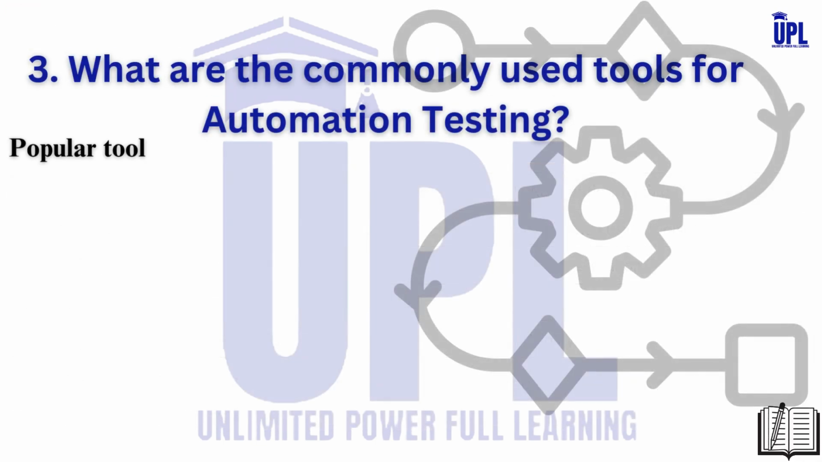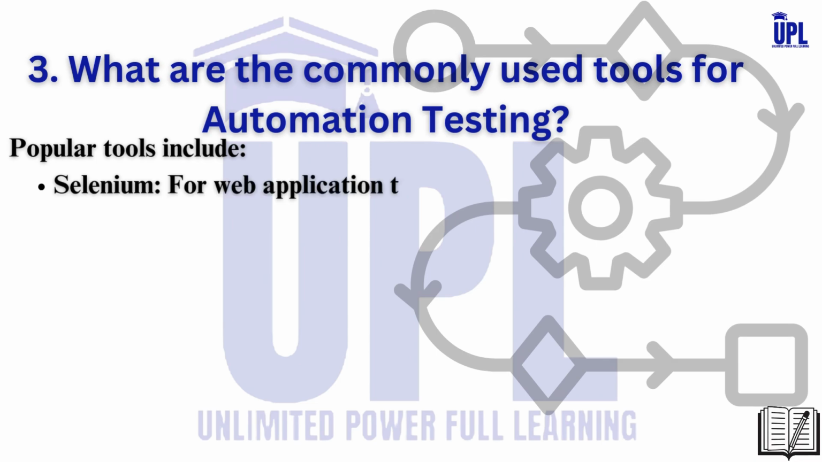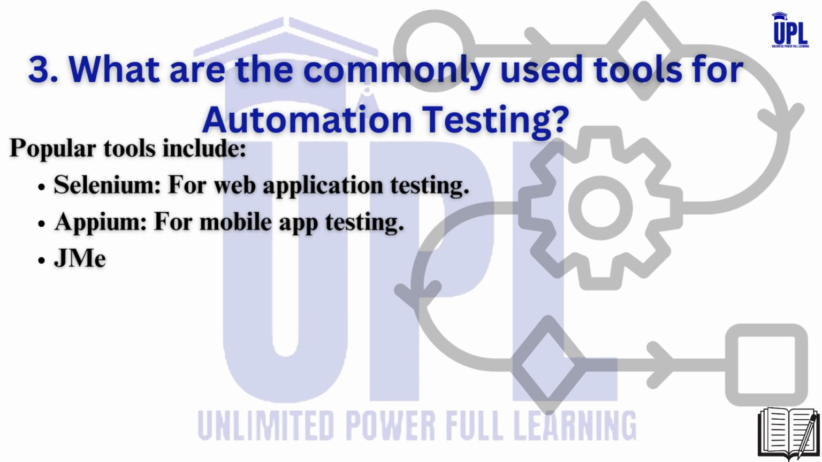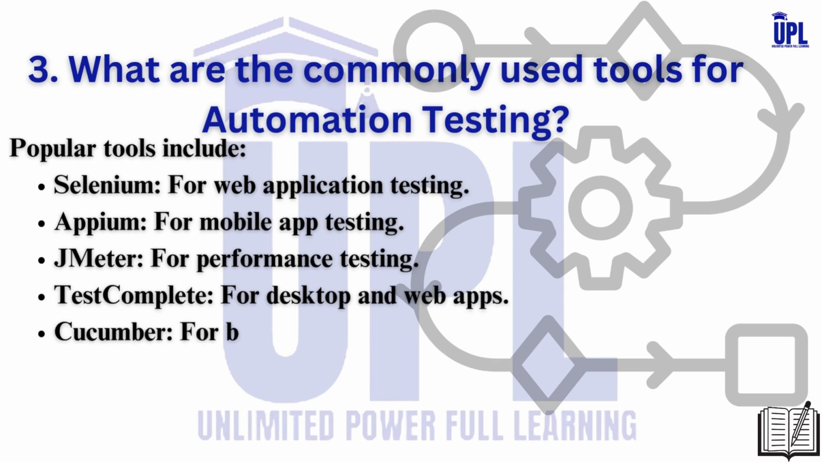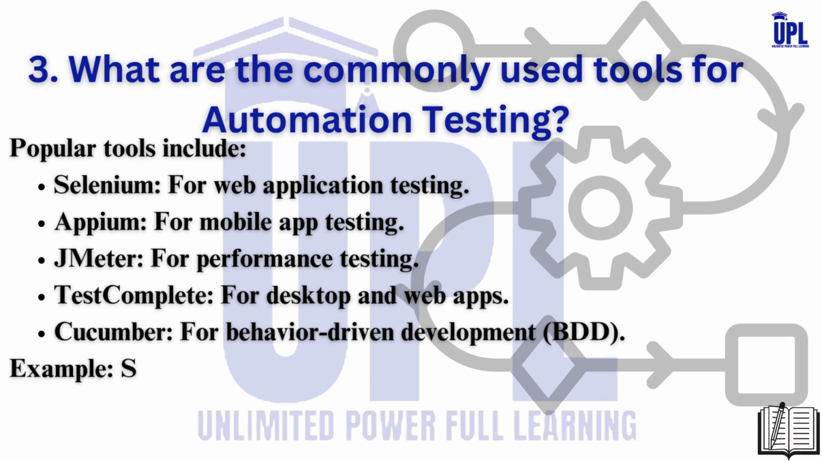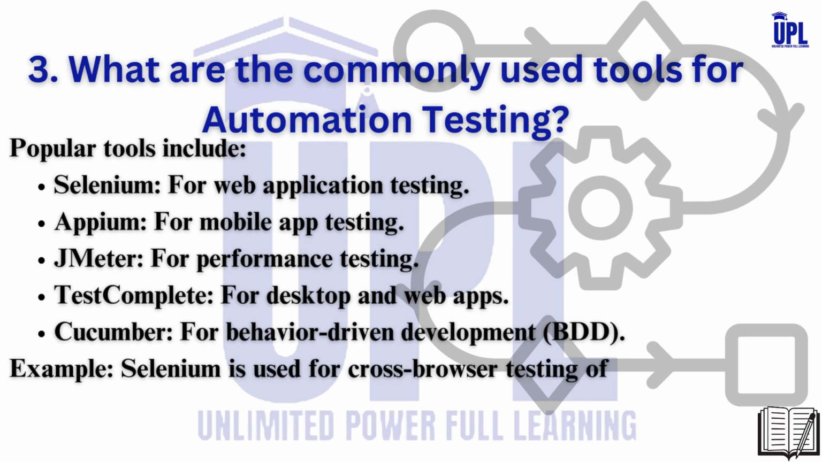The third question was, what are the commonly used tools for automation testing? Popular tools include Selenium for web application testing, Appium for mobile app testing, JMeter for performance testing, TestComplete for desktop and web apps, Cucumber for behavior-driven development (BDD). Example, Selenium is used for cross-browser testing of a website to ensure compatibility.